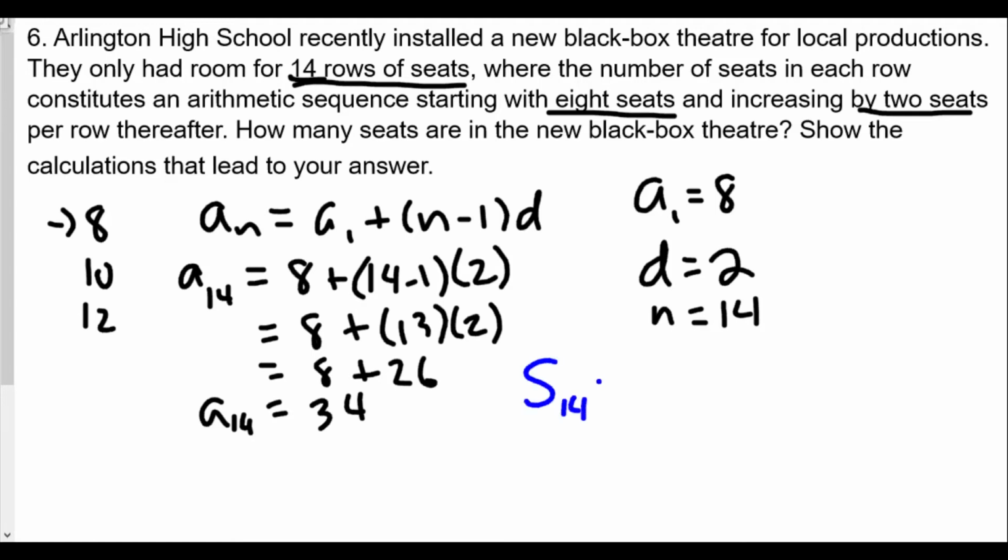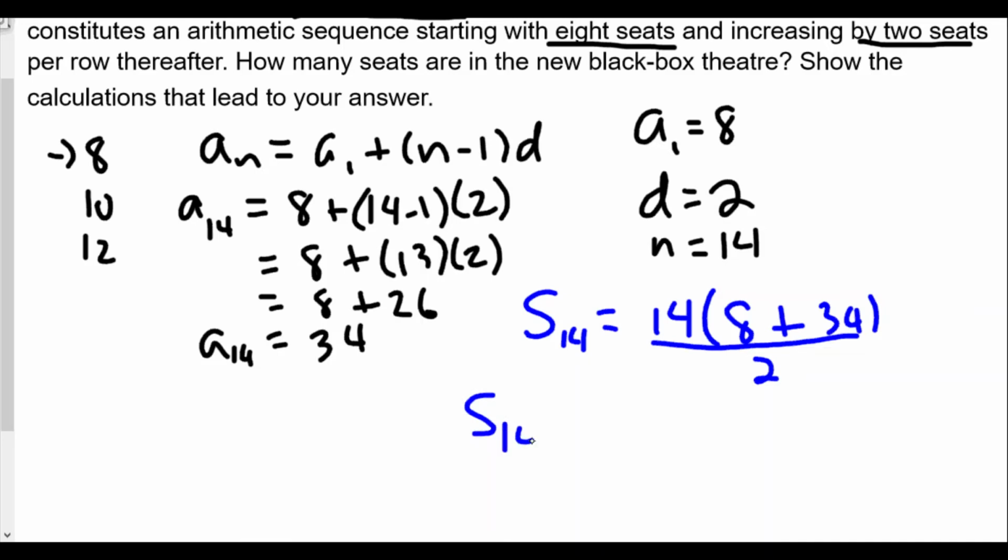So S of 14, because that's 14 rows, we'll have n, which is 14, times a1, the number of seats in the first row, plus the number of seats in the last row, all over 2. So S of 14 is equal to 14 times 42, I believe it is, right, over 2. Well, you can divide 2 into 42 to get 21, or you could divide the 14 by 2 to get 7. And so now we're going to multiply 21 times 14.